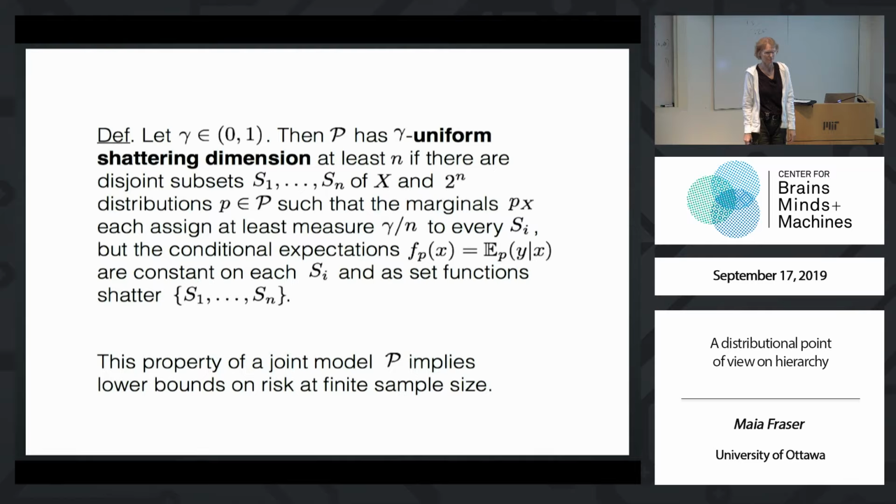OK, so what I'm going to discuss is at finite sample size always. This lower bound holds only for sample sizes below a certain number that comes from this n here. But basically, when your model has that kind of complexity property for this n, then if the sample size is too small, you'll be condemned to have high risk. That's kind of what this is saying.